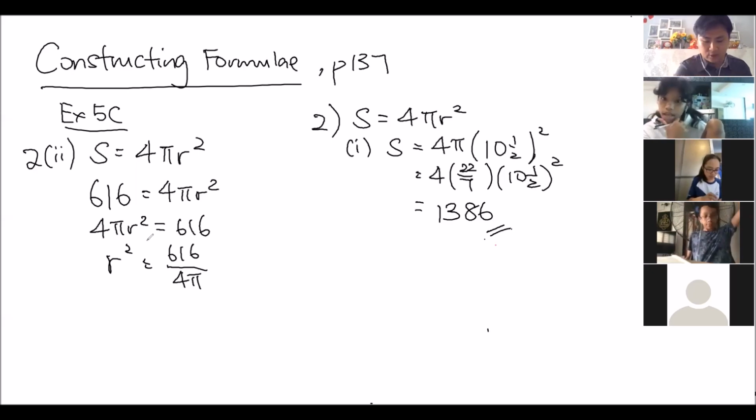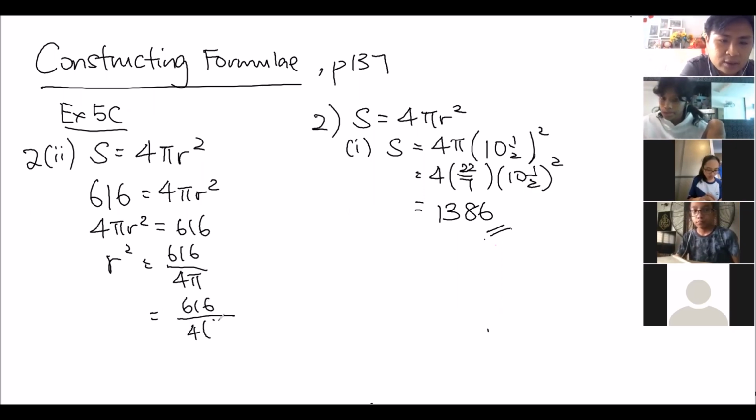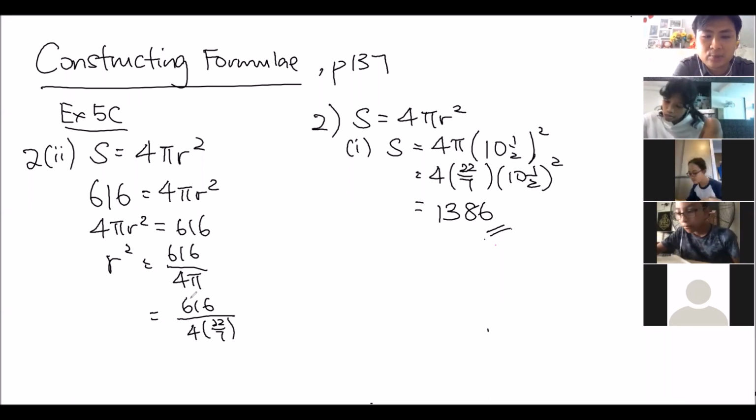Now this pi is 22 over 7, remember? So we need to replace pi with 22 over 7. So now you take 616 divided by 4 bracket 22 over 7. You press this whole thing in your calculator. So we get 49.